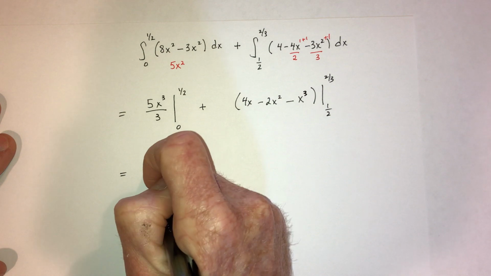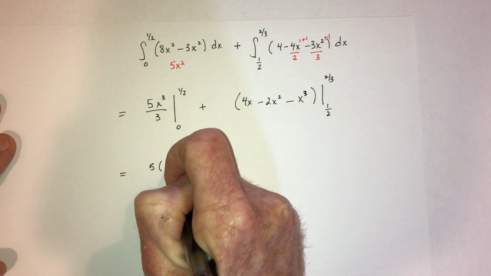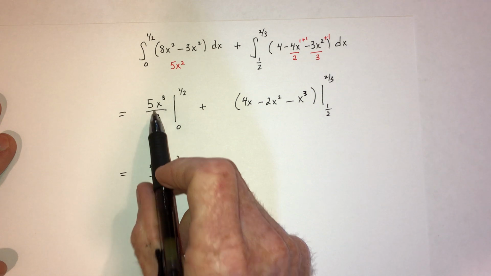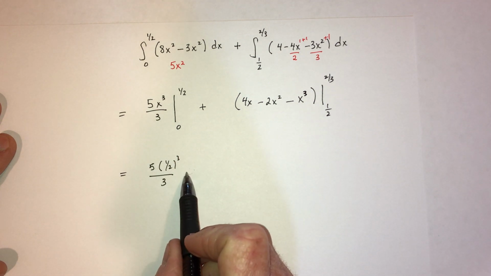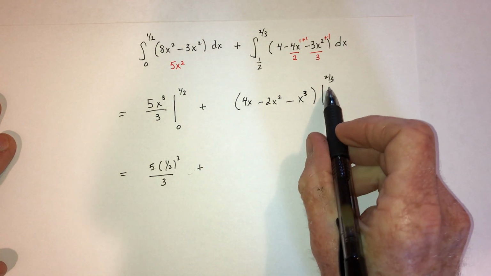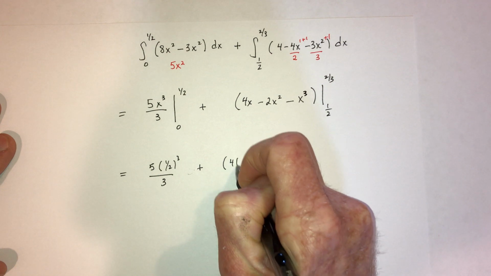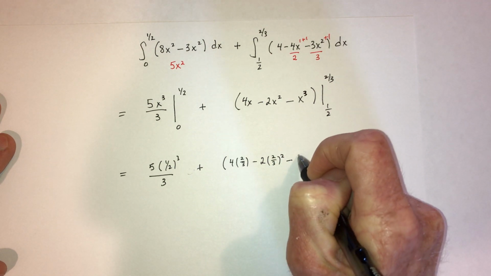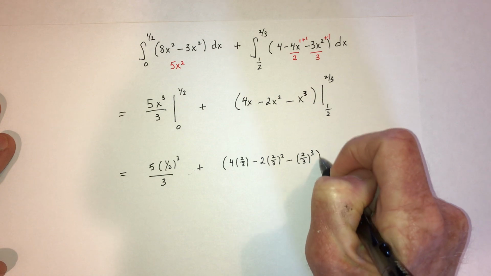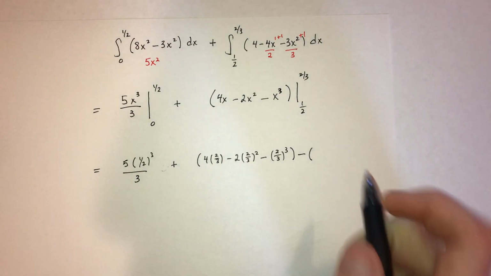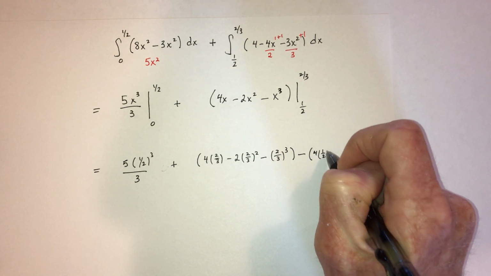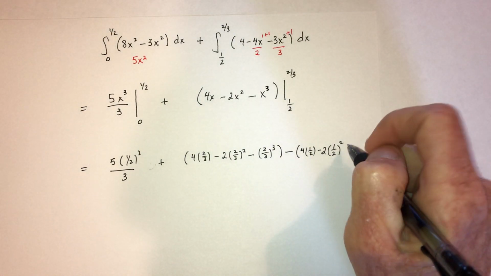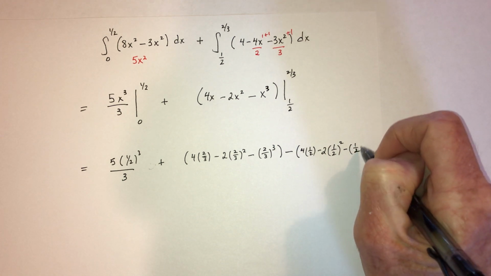So for this one, substitute the 1/2 first of all. So 5 and then 1/2 gets cubed over 3. And when you substitute 0, it's going to be 0. So right here, subtract 0. And then for this one, substitute the 2/3. So that'll be 4 times 2/3 minus 2, and 2/3 gets squared, minus 2/3 gets cubed. And now when you substitute the 1/2, so 4 times 1/2 minus 2 times 1/2 is squared, and minus 1/2 is cubed.